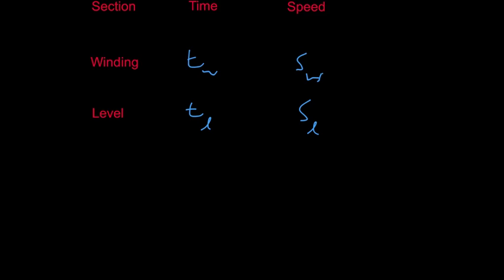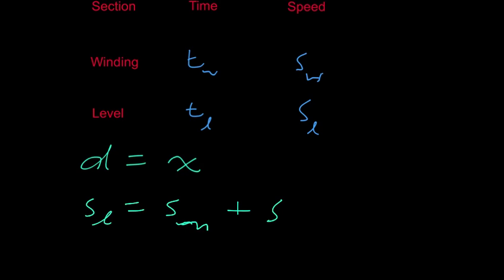So we're also told that the total distance is x miles. And we're told that the car travels s sub m miles per hour faster on the level road than it does on the winding road. So I'll go ahead and write down an equation for that. We can say that the speed on the level road is equal to s sub m, that should be an m, plus s sub w. So this just tells us that it travels s sub m miles per hour more than it does on the winding road.